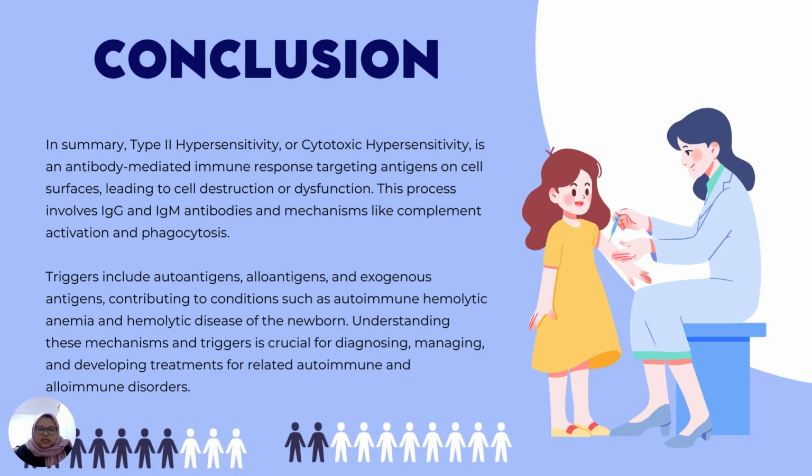So in conclusion, type 2 hypersensitivity or cytotoxic hypersensitivity is an antibody-mediated immune response targeting antigens on cell surfaces, leading to cell destruction or dysfunction. These processes involve IgG and IgM antibodies and mechanisms like complement activation and phagocytosis. Triggers include autoantigens, alloantigens, and exogenous antigens, contributing to conditions such as autoimmune hemolytic anemia and hemolytic disease of the newborn. So that's all for hypersensitivity type 2.